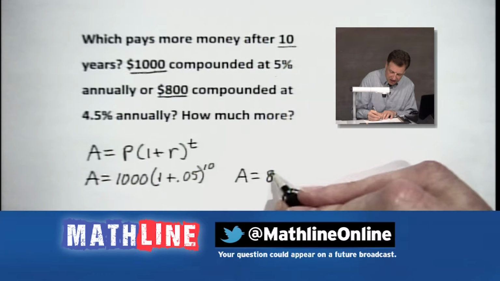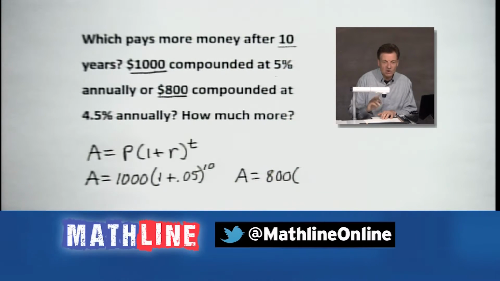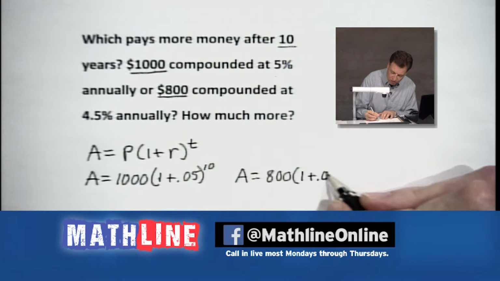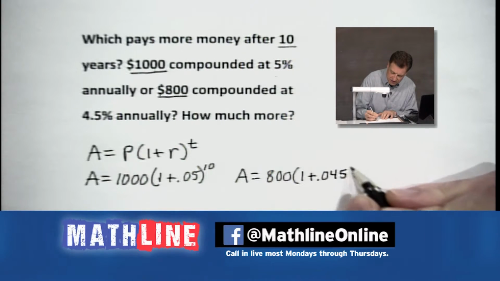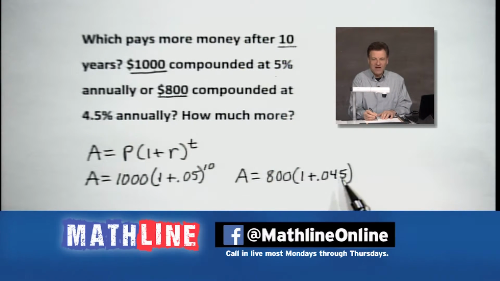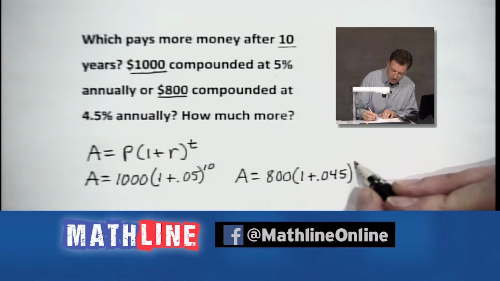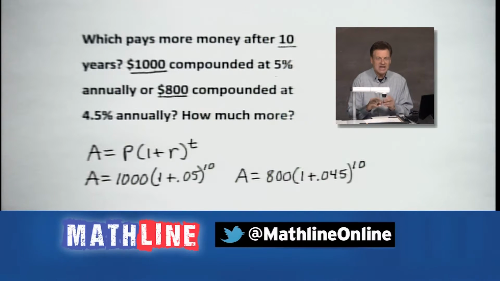That's going to be at 800. And here we want to make sure that we do decimals right. It is 1 plus and move it 2 places, folks. You put 0.045, or 45 thousandths, all right? Because that's what 4.5% does for us. Goes back to there. And we're still running to 10. We're going to go 10 years, all right?